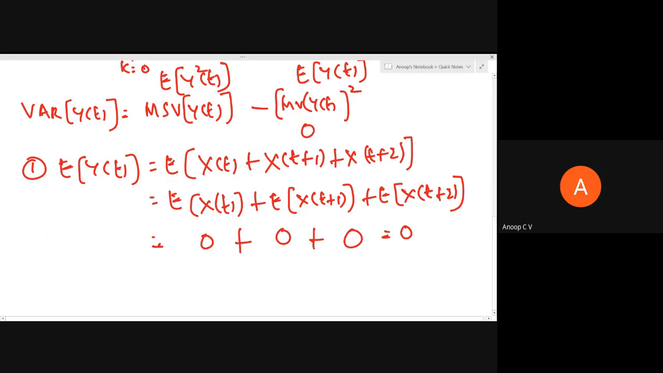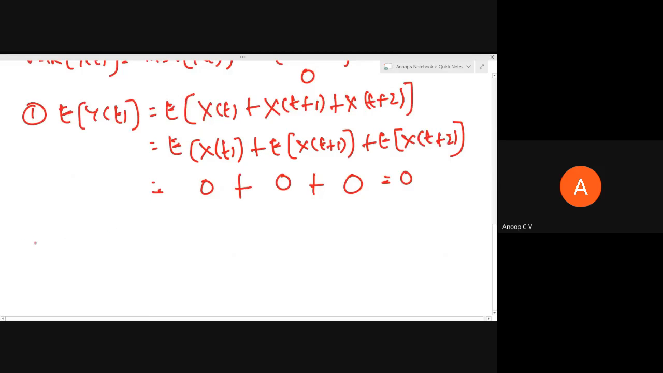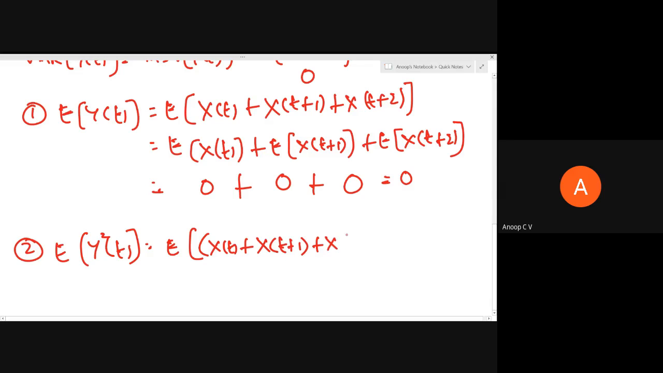So this mean value is 0, so the variance will be equal to the mean square value now, right? So now we have to find the mean square value. The mean square value is nothing but e of y of t square. So this will be equal to e of, y of t is x of t plus x of t plus 1 plus x of t plus 2, this entire thing squared.